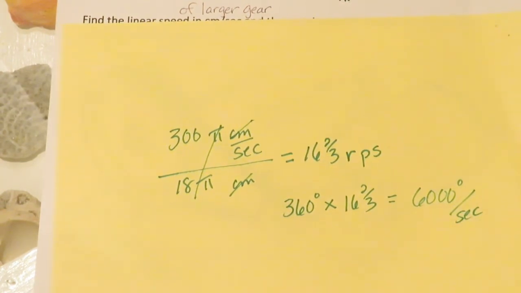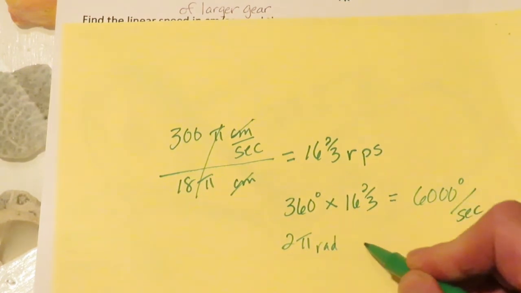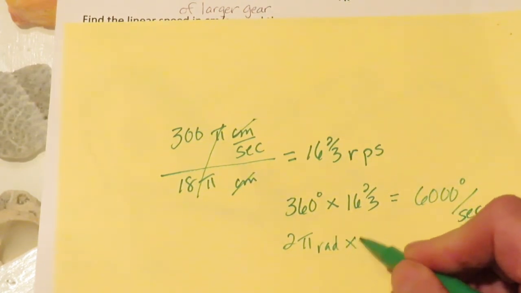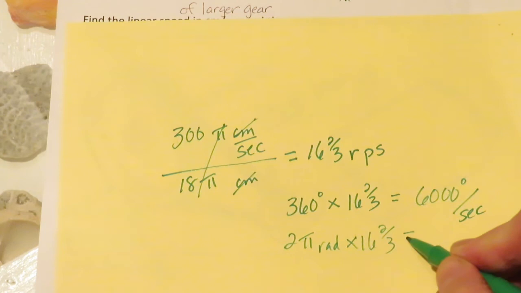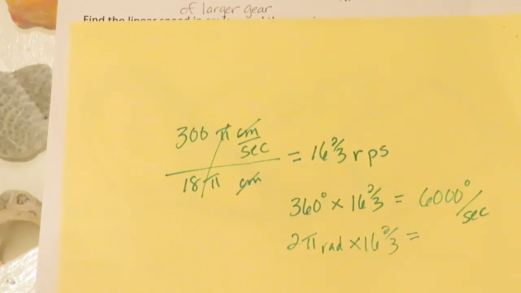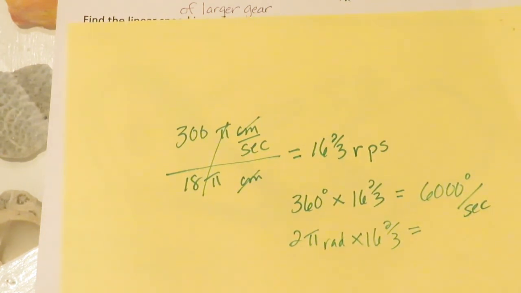So angular speed is degrees per time, or radians per time. If I wanted to work with radians, I would use 2 pi radians, because that's a full circle instead of 360 degrees, which is a full circle. And it's still going around 16 2/3. And if I multiply 2 times 16 2/3, I get 33 1/3.